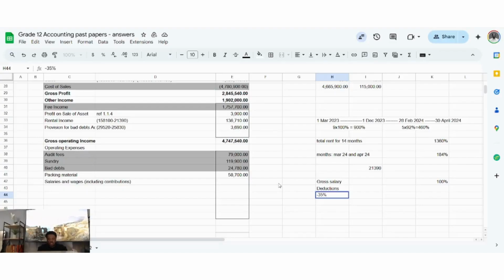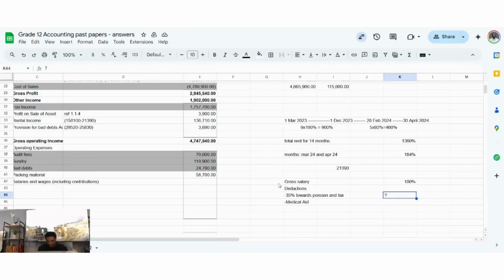So this is 35% towards pension and tax, right? Cool. But then we don't know the amount, right? And then there's also the medical aid. Now the medical aid is 2,500. So let me put this here, by the way. And then the medical aid is 2,500, and this is also a question mark in terms of what the total is.